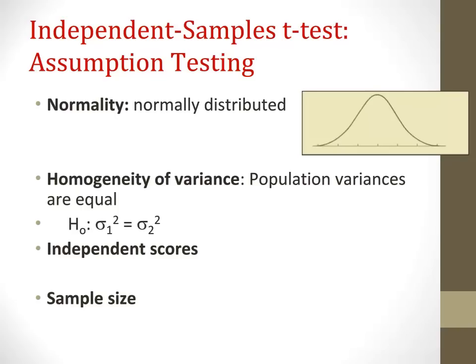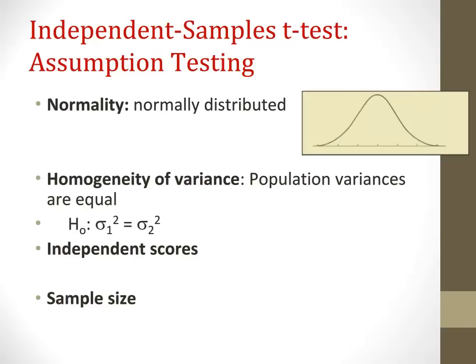Additionally, what you want to make sure of with an independent samples t-test, and we talked about this earlier, is that the scores of the two samples are completely independent of each other. Remember, they're two separate groups. If the scores are related and you're looking at one group, then you're better off using a paired samples t-test.